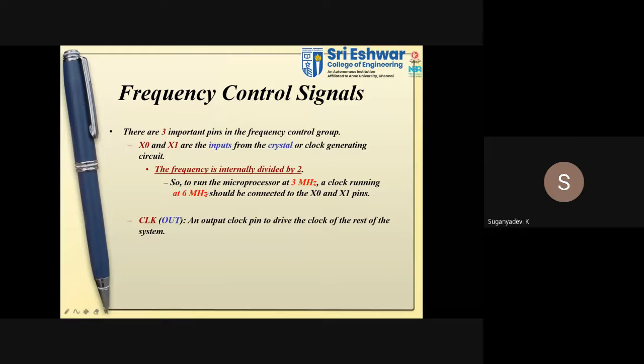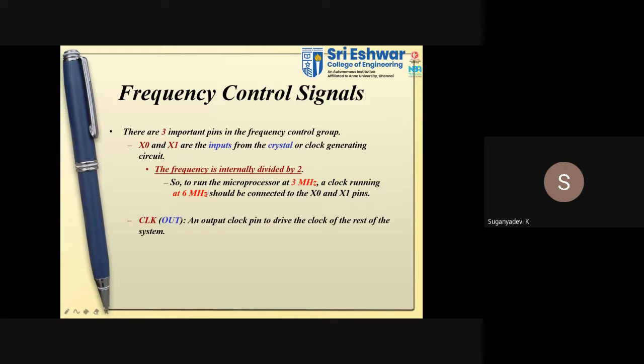And next, frequency control signals. There are 3 important things in the frequency control group: X0, X1 and clock out. X0 and X1 are the inputs from the crystal or clock generating circuit. I told you that we have no inbuilt clock signal generator to execute instructions in the processor. So I have to go for an external clock supply, an external clock signal generator, which is connected with my 8085.